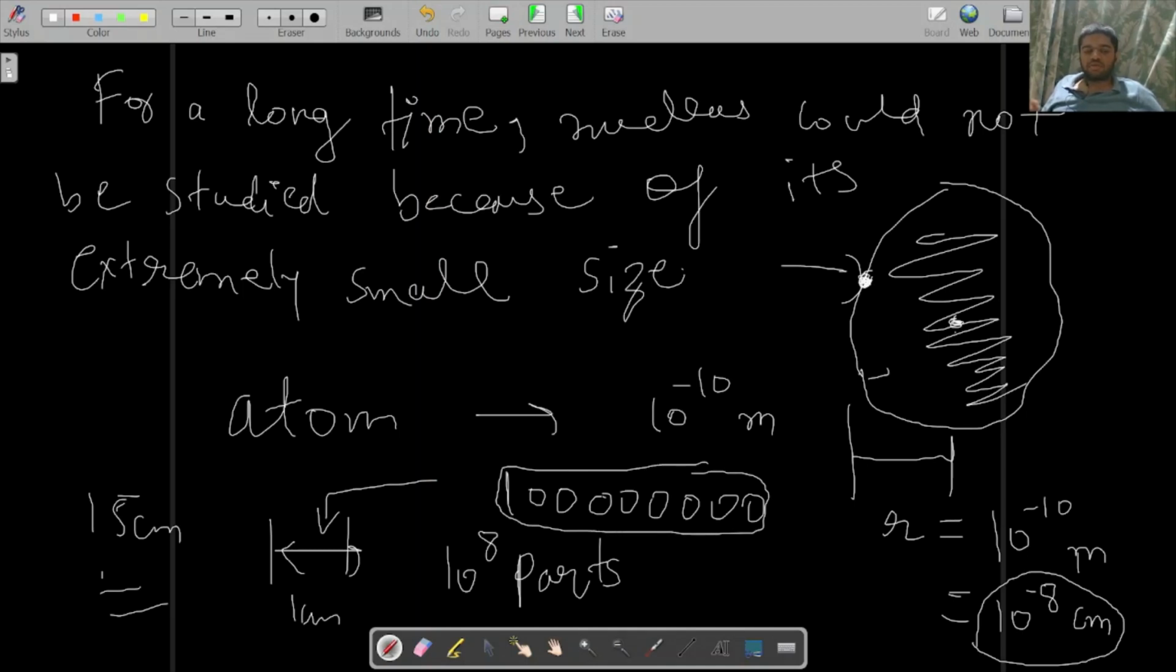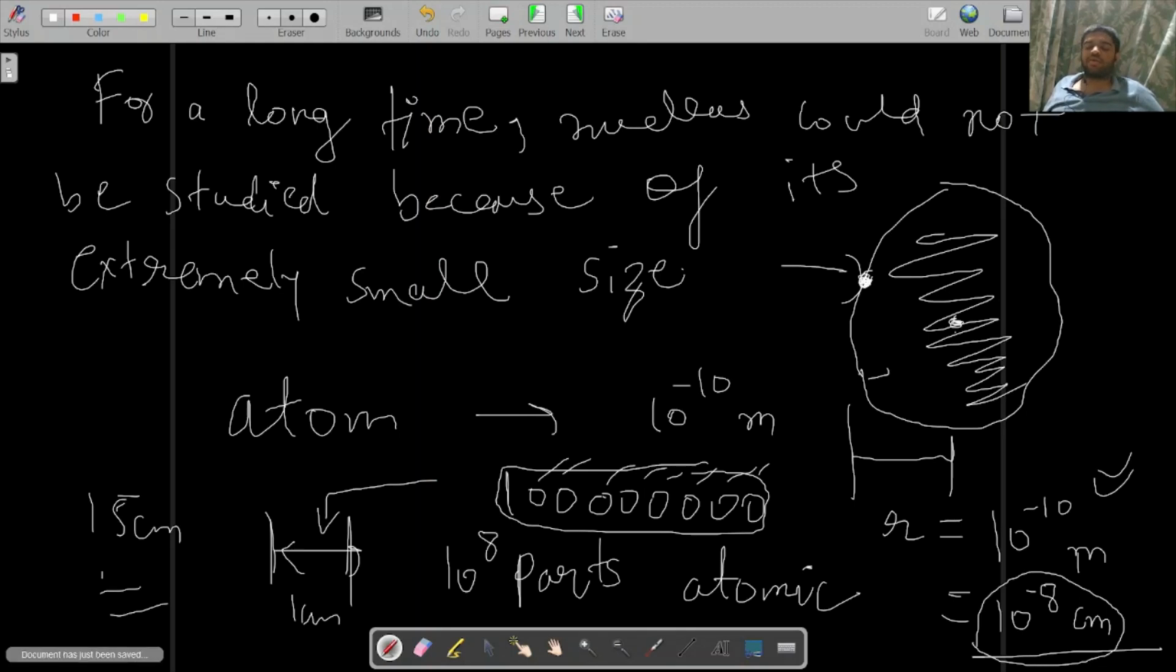You must partition this 1 centimeter corner of your 15 centimeter scale. This 1 centimeter part of your 15 centimeter scale you must cut into 10 to the power 8 parts, and 10 to the power 8 means 8 zeros after 1, okay. If you cut it into those many parts you will reach the atomic scale, okay. So that is what is meant by the size of the atom being 10 to the power minus 8 centimeter, or 10 to the power minus 10 meter, okay. This is the meaning of the atom size: 10 to the power minus 10 meter or 10 to the power minus 8 centimeter.